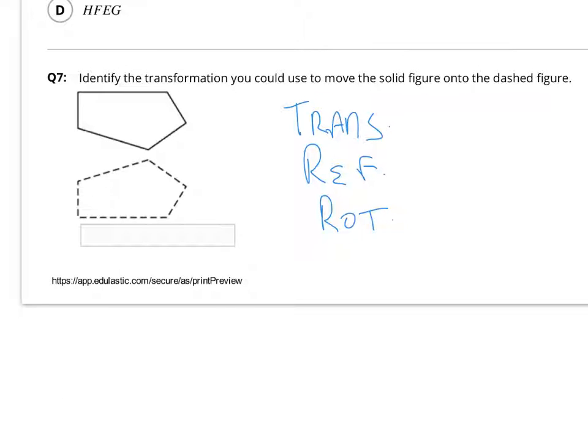Question number 7, we need to identify what kind of transformation happened from here to here. This is the original shape right here, this solid one. The dotted one's the new one. Okay, so you need to type in which one it is. Is it a translation, reflection, or a rotation?